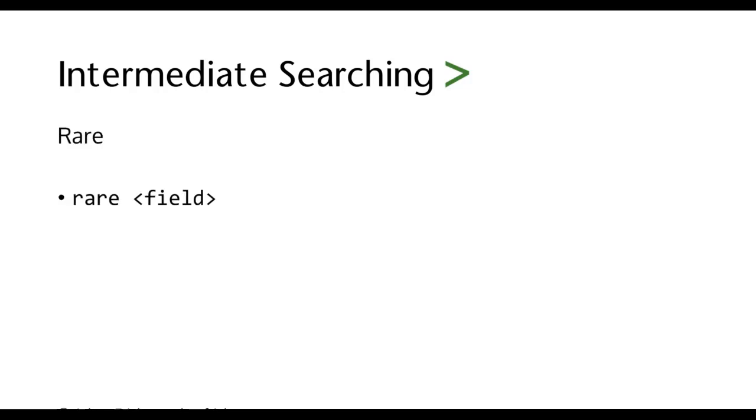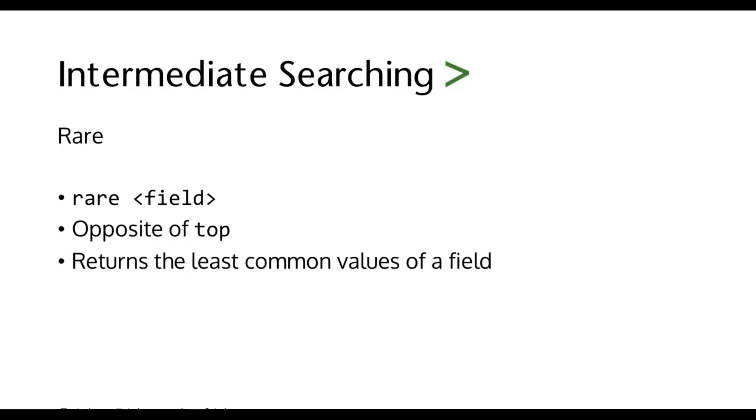Another important command is rare, and it takes the same syntax, but it's exactly opposite of top. It returns the bottom 10, the least common values of a field. And we still get the identical options to top, and it still returns those additional two columns of count and percent.